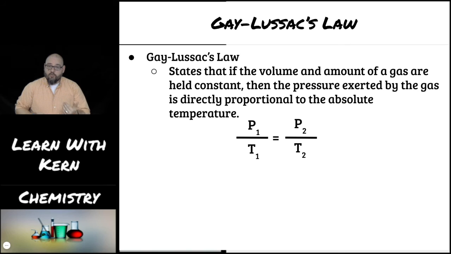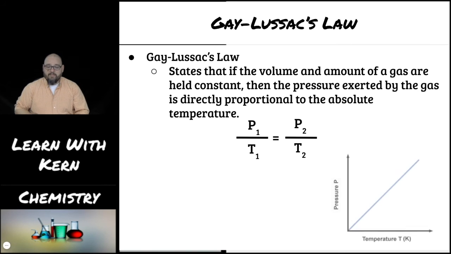And again, it's a direct relationship, so we're going to have a graph that looks like this. It's going to be a linear graph that goes through zero. So when I have zero temperature, I'm going to have zero pressure. Because zero temperature on the Kelvin scale means that there's no molecular motion, then there can't be any pressure, because pressure is caused by particle collisions.